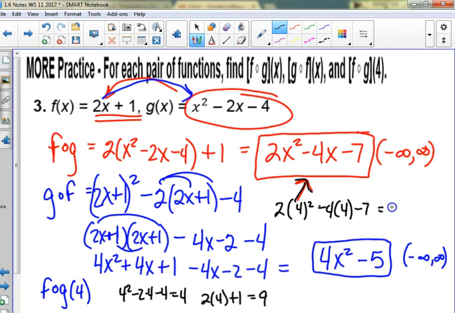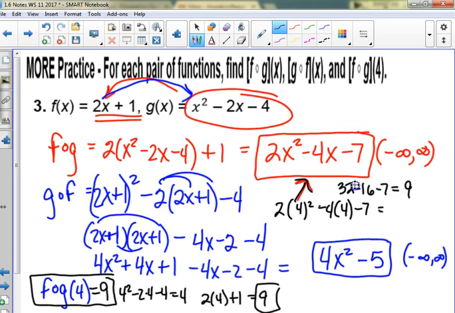16 minus 7 is 9, right? Because this would be 32 minus 16 minus 7, which is 9. All right, so this equaled 9 if I write it all. We could have done either one. I would have probably done this one just because if I mess something up here, I'm not going to mess it up a second time when I plug it back in.